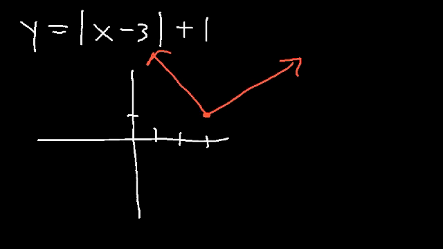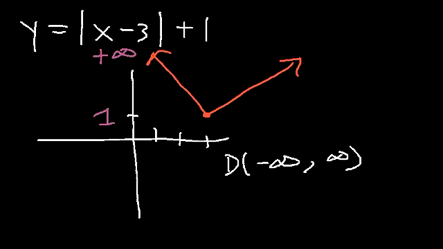For any absolute value function, the domain is going to be the same. It's all real numbers. However, the range can vary. The lowest y value is 1, and the highest is infinity. So the range is going to be 1 to infinity, and it includes 1. So we need to use a bracket.